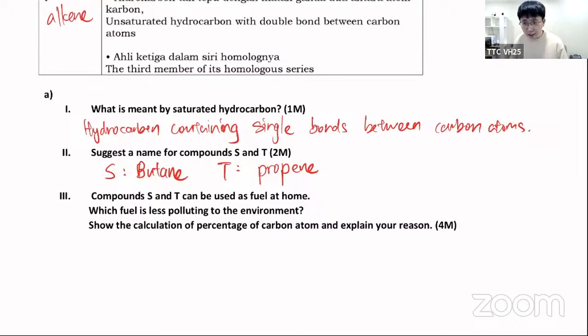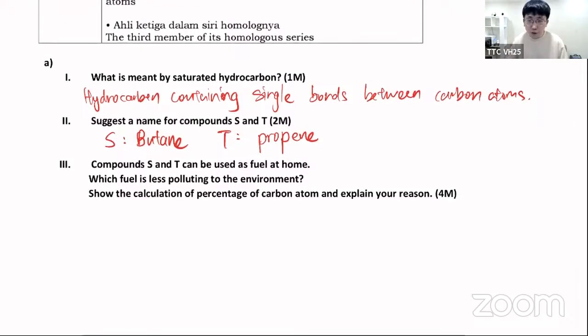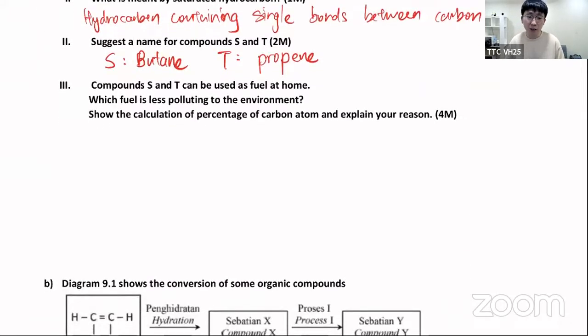Okay, now S and T can be used as fuel at home. Which fuel is less polluting to the environment? So guys, what's pollution? Pollution is supposed to be the percentage of carbon, means the soot. If you get more black soot, means it pollutes the environment more. So the calculation of carbon, how to calculate? Just now we did one time already.